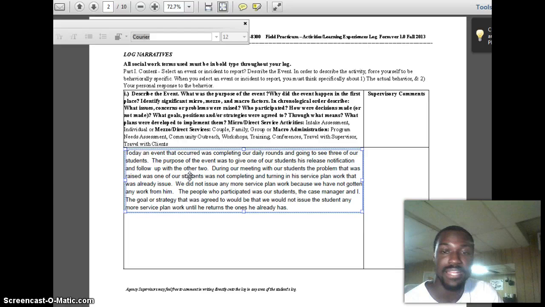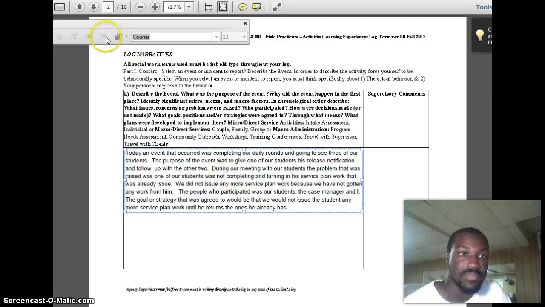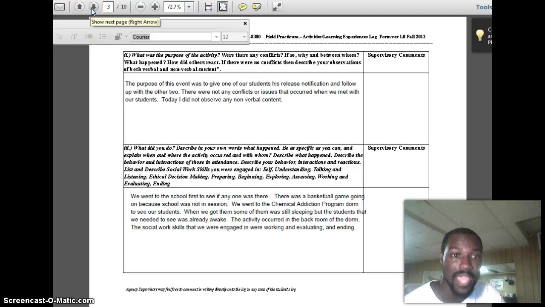And I didn't understand it until she explained it to me that way. Instead of trying to take three events and answer all these questions, just take one event and talk about it throughout your whole log. So when you come to the next question, the next page, you're gonna take that one event and talk about what was the purpose of that activity. You're gonna answer all these questions about it.